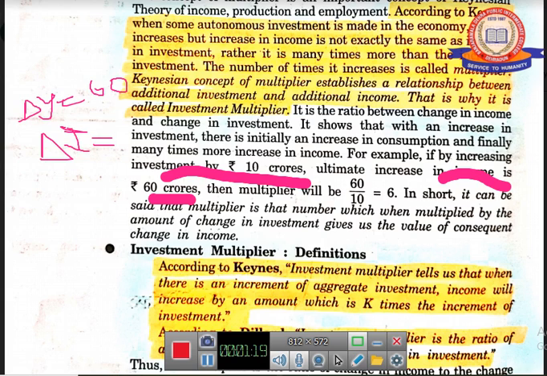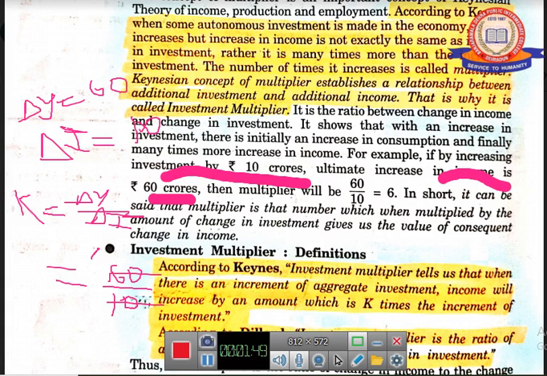It is given 10. So to find out investment multiplier, we will divide del income by del investment. So we have 60 del income and 10 del investment. 10 into 6 is 60. So here investment multiplier is 6 times. Clear?